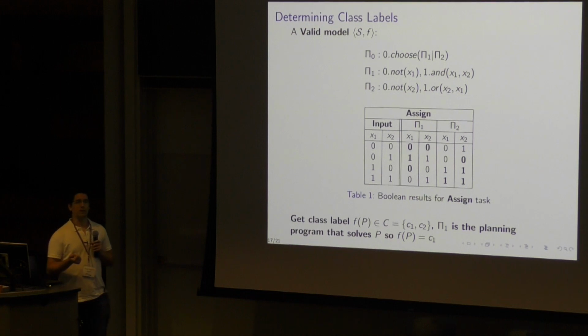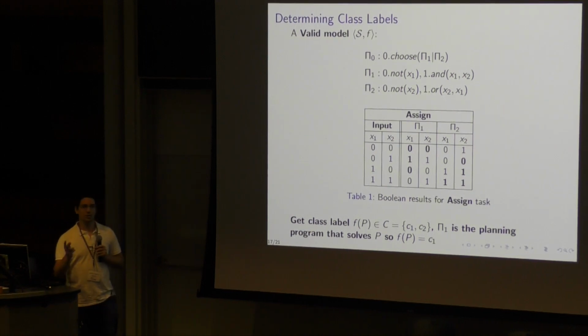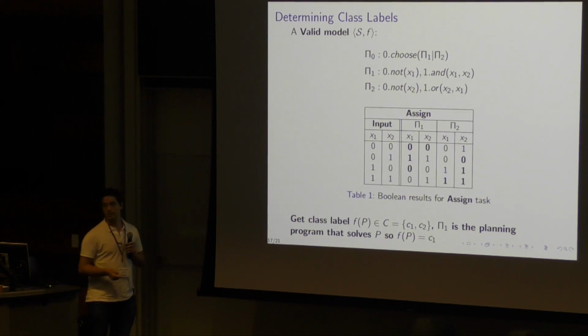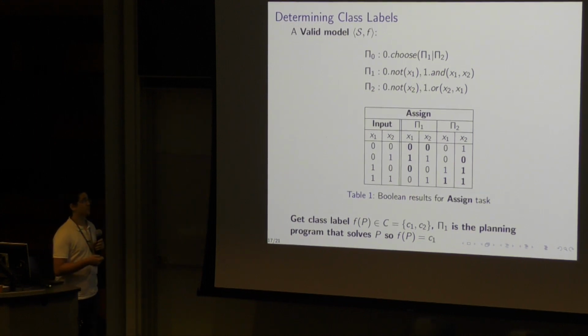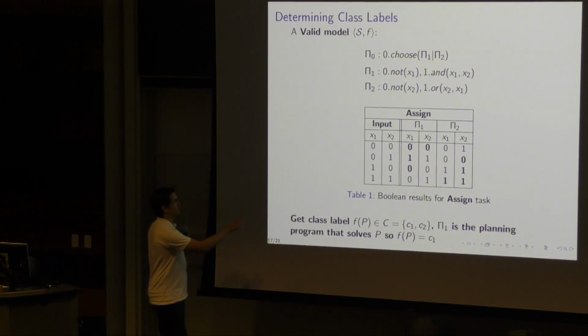So an intuitive way to assign one Boolean variable to another, and in the opposite way, is to first execute an and and then execute an or in the opposite way. So we keep one of the values until the other one. But what the planner finds is something different. It finds two planning programs that can solve all the combinations of the inputs, as we can see in the table.